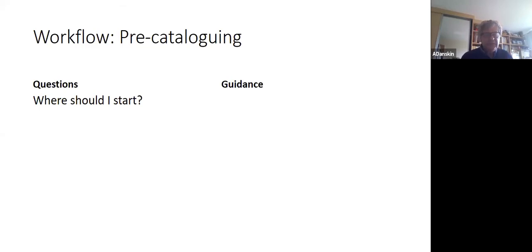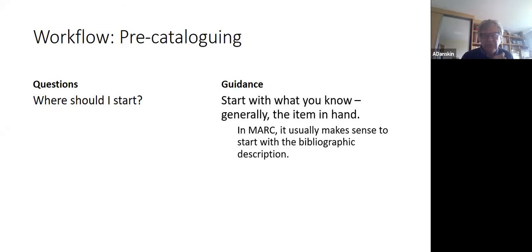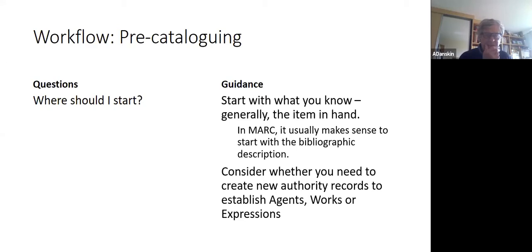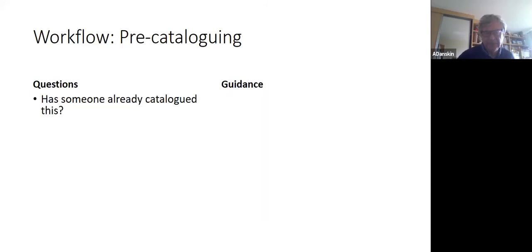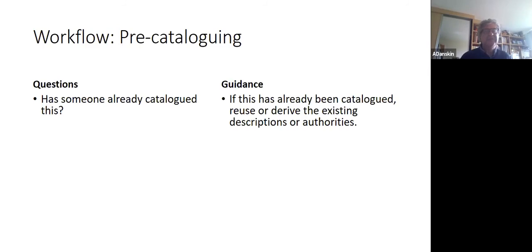One of the things about the toolkit is it's difficult to know where to start. So it's generally a good idea to start with the item in hand. It's not always necessary, but it's usually a good idea. And if we're working in MARC, we're probably going to start with a bibliographic description. You need to think about whether you're going to need new authority records, because that might influence the order in which you do things. Always a good idea to see if somebody else has already done it for you and you don't have to do anything. So that's something that we'll remind people of.